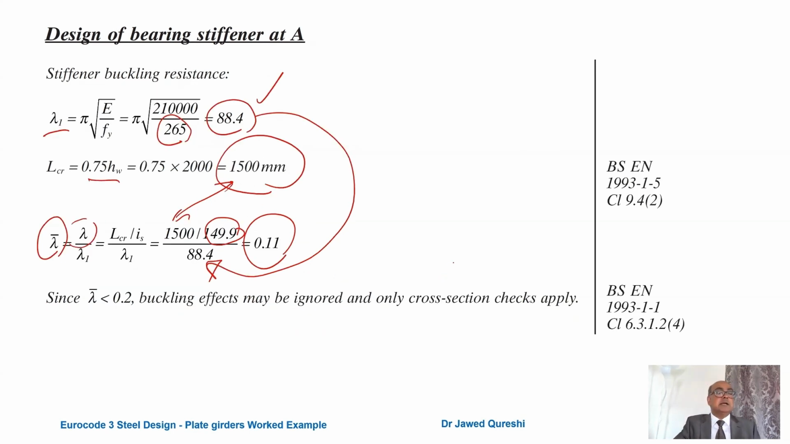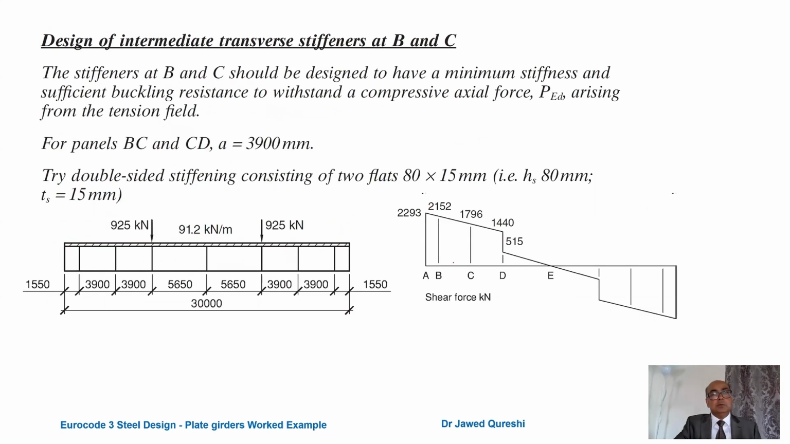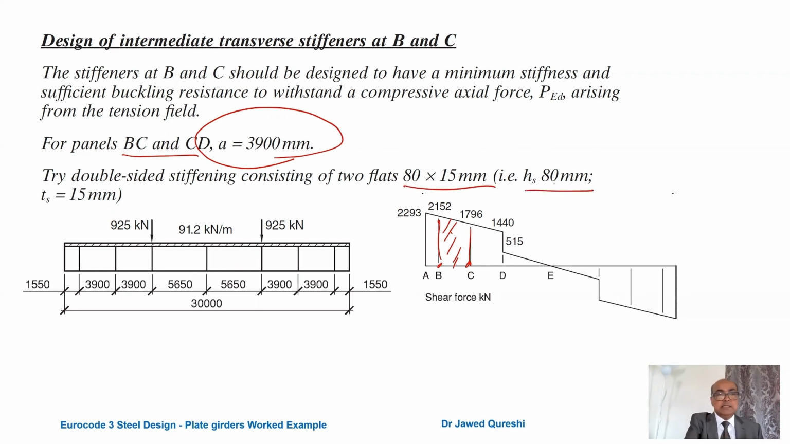So we don't need to check any buckling here. Let us now move to intermediate transverse stiffener between B and C. So now we are designing these two stiffeners. For panels BC and CD, for both of them, A is 3900 millimeter. So let us assume double-sided stiffener 80 by 15. HS is 80 and TS is 15.